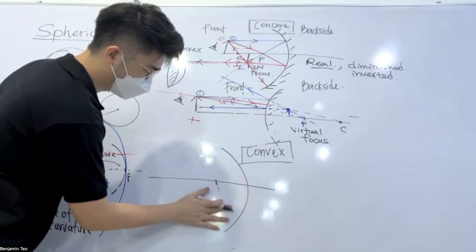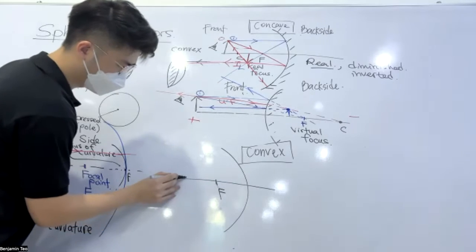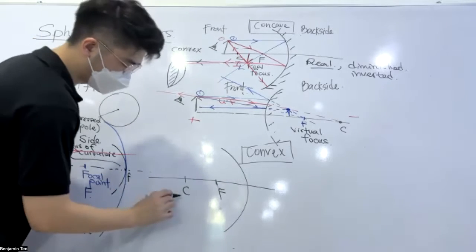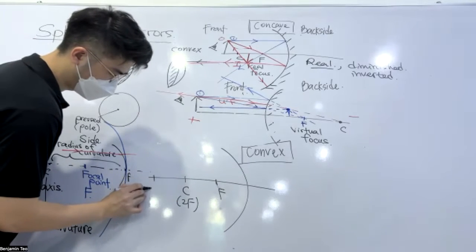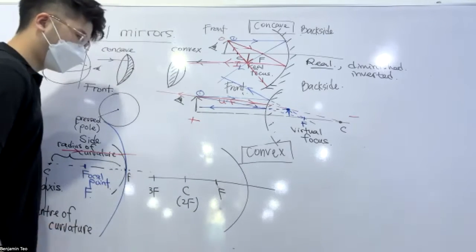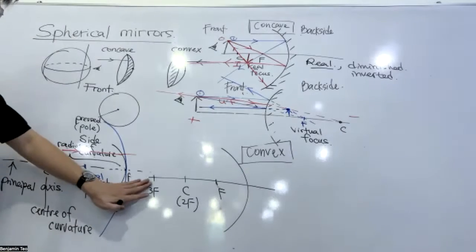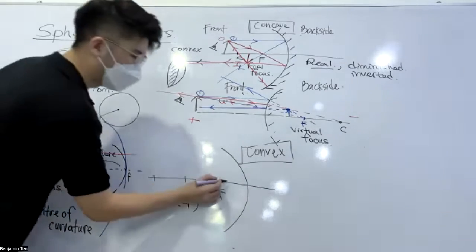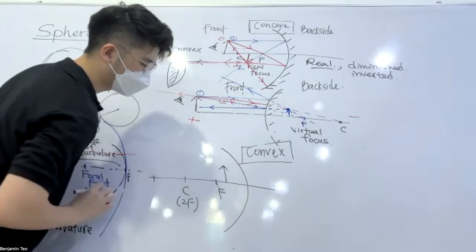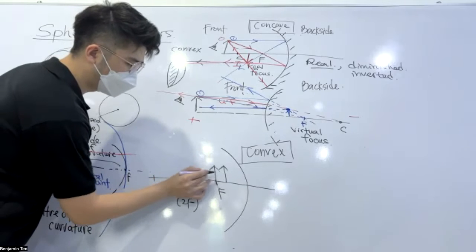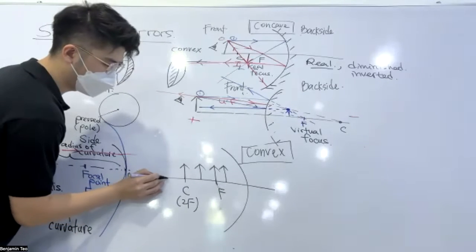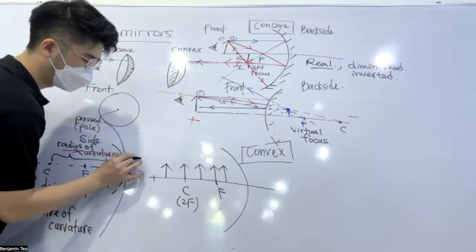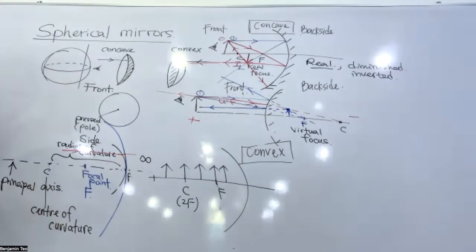Okay, F, and then center, right? Center is also your 2F. 3F. Okay, but we don't usually take 3F. U less than F. U equal F. U between F and 2F. U equals 2F, bigger than 2F, and U equal infinity.